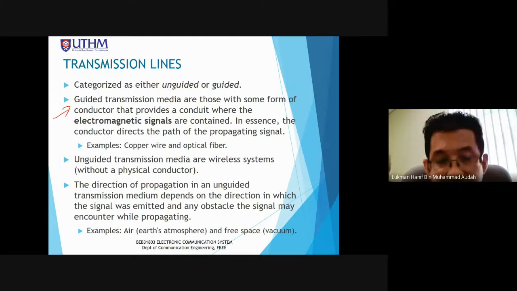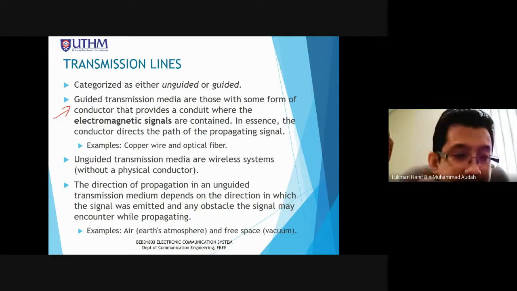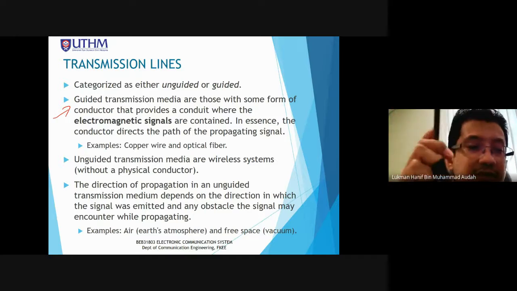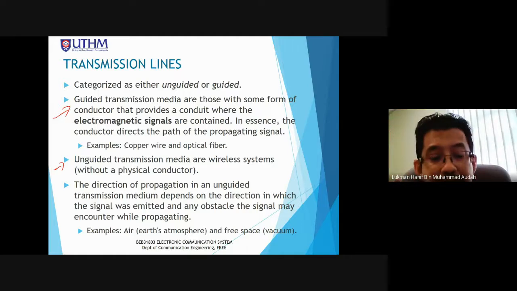Tak kira lah kabel jenis apapun, supaya gelombang itu bergerak daripada satu tempat ke satu tempat ikut laluan yang telah ditetapkan. Okay, so that's why the word is guided. For the unguided is referring to the wireless medium.